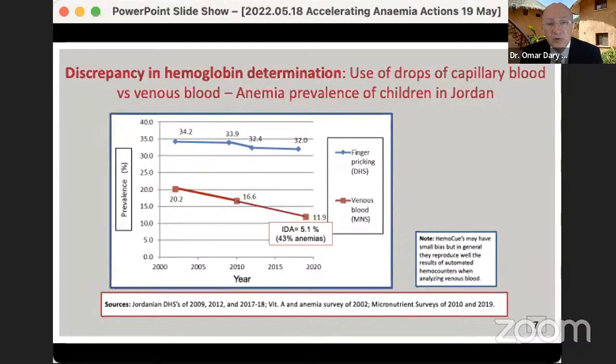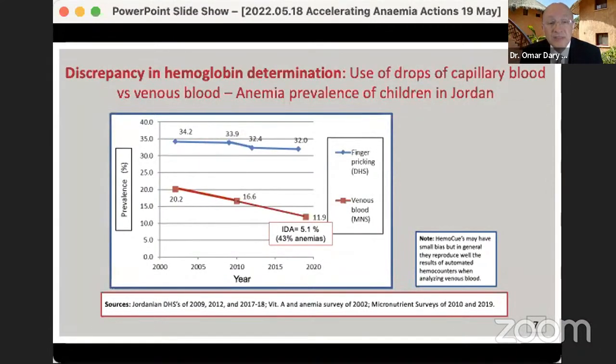This figure shows the evolution of anemia prevalence in preschool-age children of Jordan, determined by using finger-pricked blood, that is the blue line, and using venous blood, that is the red line. The results of these 2 types of surveys suggest very different conclusions. There has not been progress in anemia measured with finger-pricked blood, but when hemoglobin is measured with venous blood, a reduction of 40% in the prevalence of anemia from the year 2002 to the year 2019 has occurred.